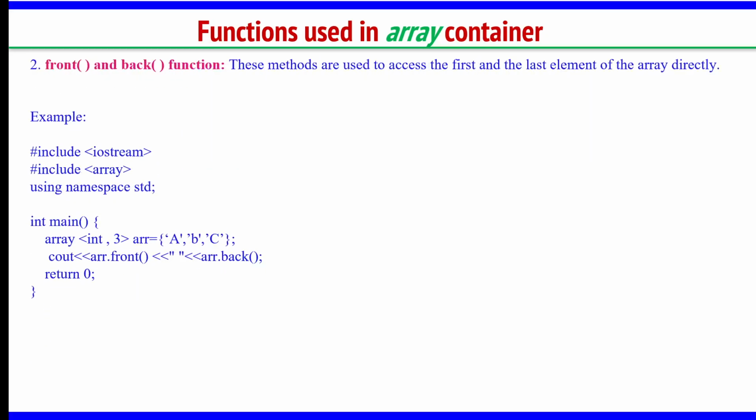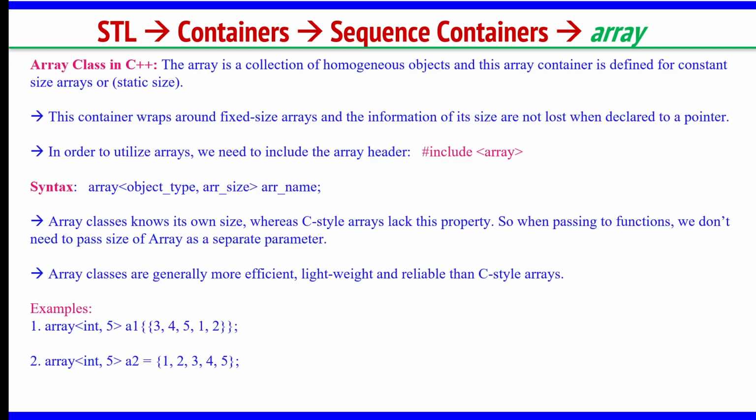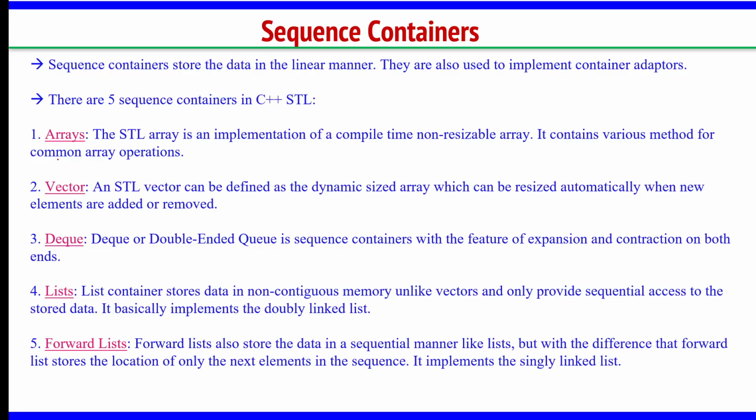This is one among those 5 containers we have in sequence containers. That is why in STL one part is container, in container one type is sequence containers, and in that the first one is arrays. So, what are the other things we have? We have vector, deque, list and forward list, right.